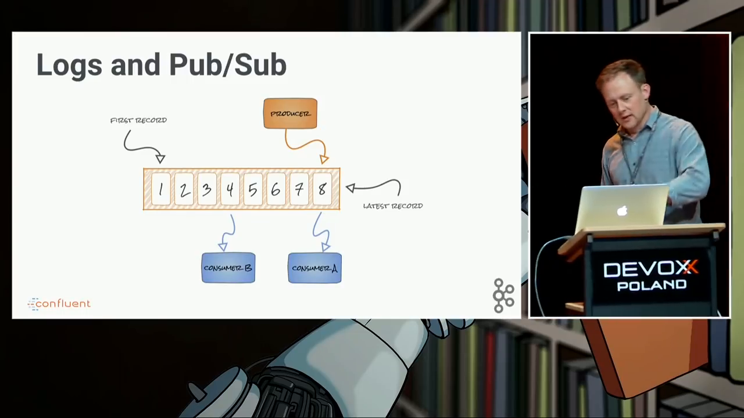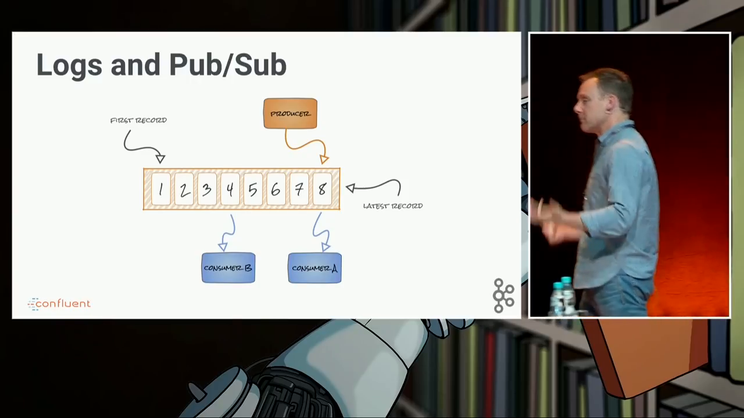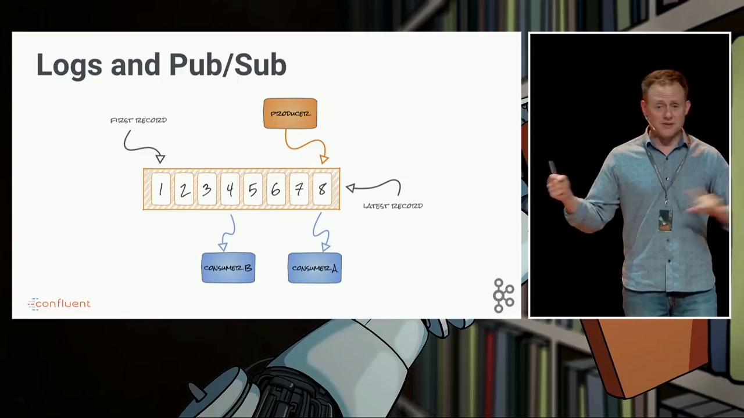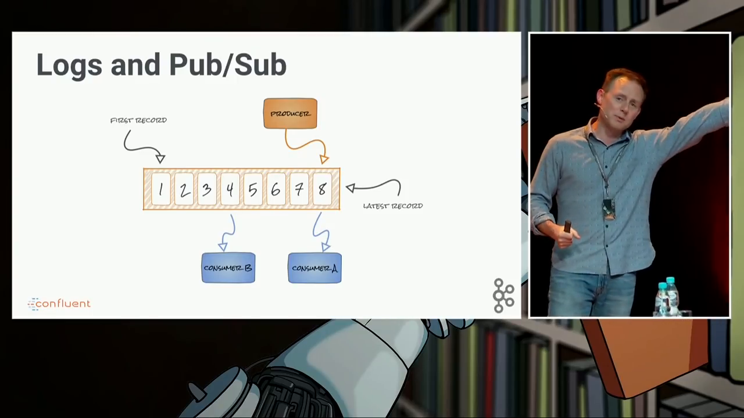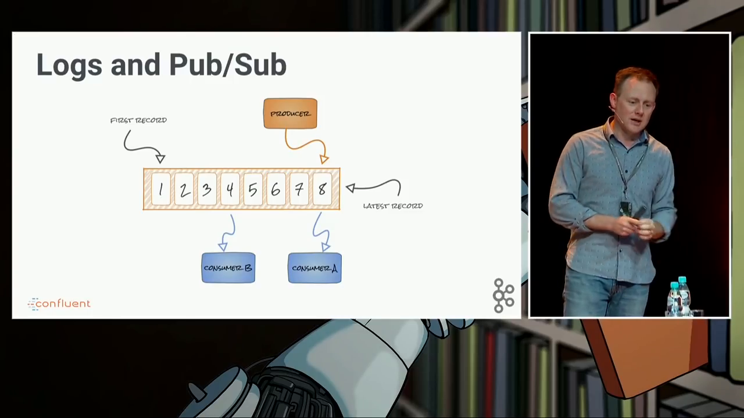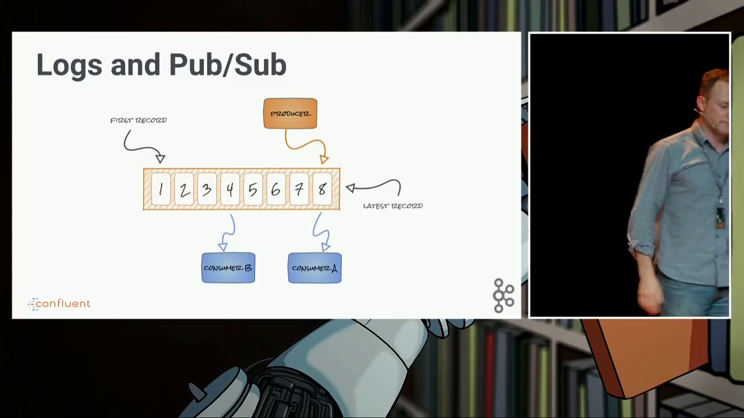So producers produce to the end, and I can have, in theory, any number of consumers reading from this topic. Here I have two of them, and they're at different offsets. That's okay. Consumers can seek backwards to a particular offset or a particular timestamp in a partition, or, if they're caught up, they can just consume the most recent message.